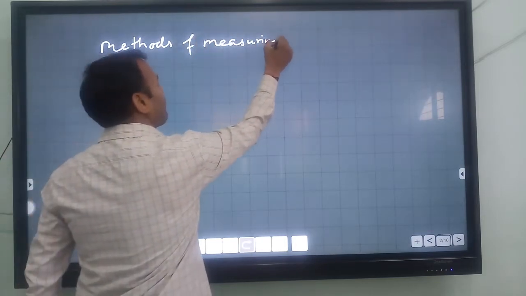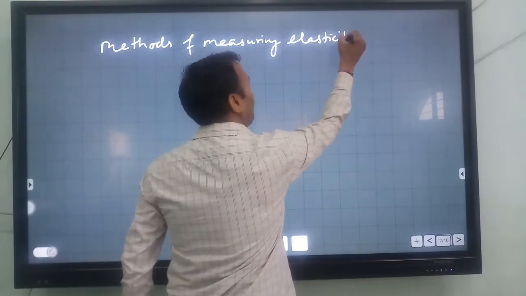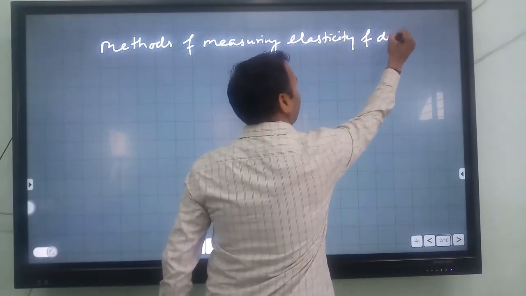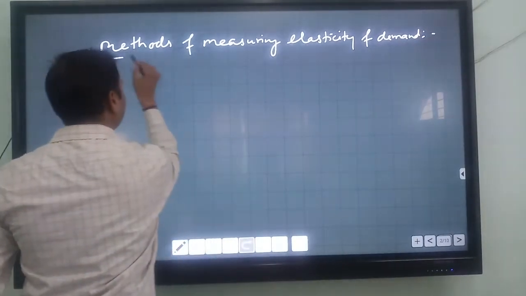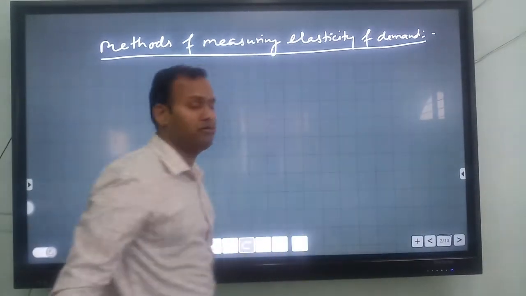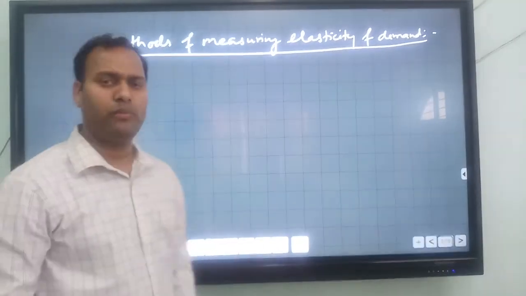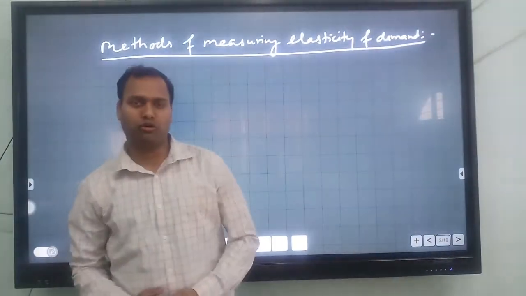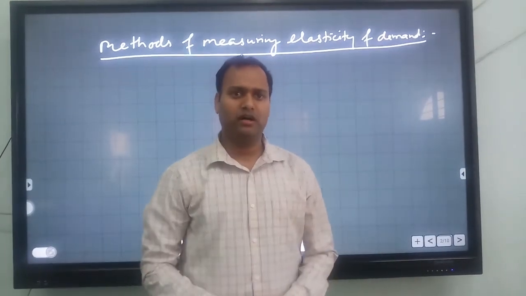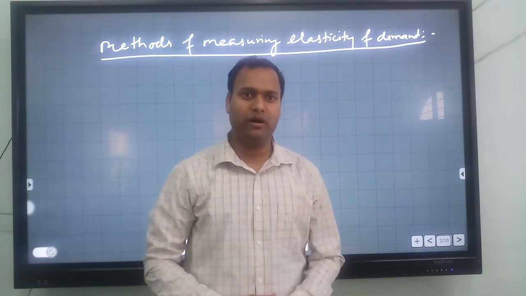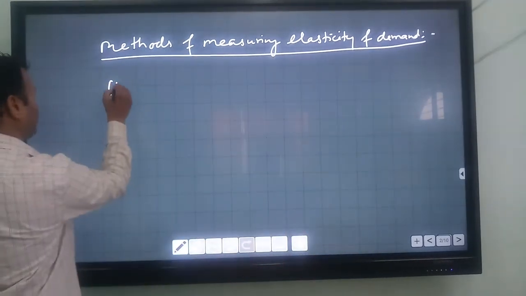Today I am going to explain the methods of measuring elasticity of demand. That means we'll solve numerical problems related to demand. There are many methods to measure the elasticity of demand, but we'll discuss only the three main important methods.